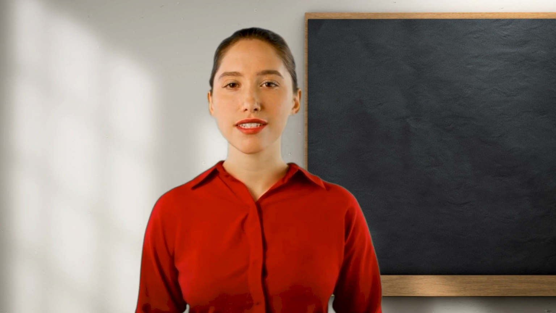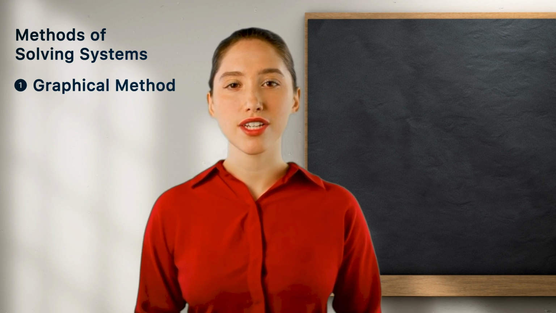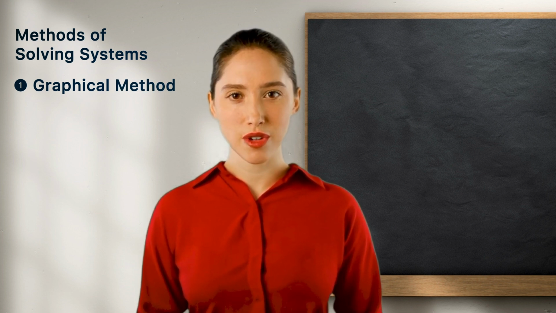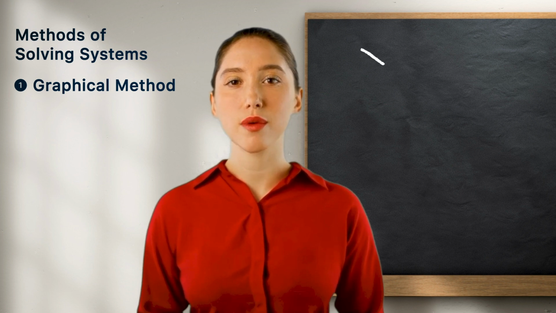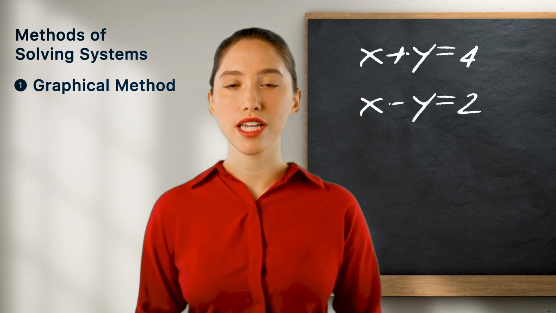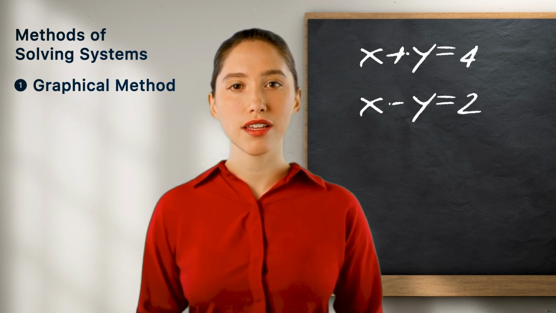To solve these systems, we can use different techniques, each with its advantages depending on the context. Graphical method. Here we plot each equation on a graph. The point where the lines intersect is the solution. For example, with equations x + y = 4 and x - y = 2, we can graph these lines and visually find their intersection point, which might be (3, 1).